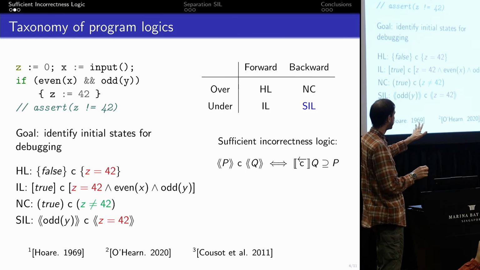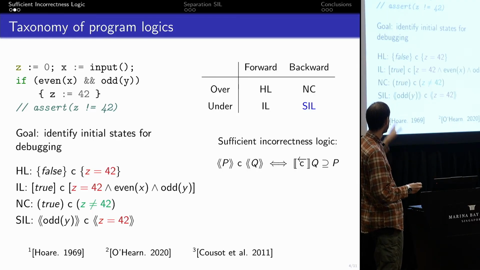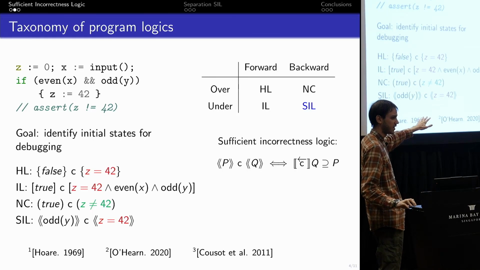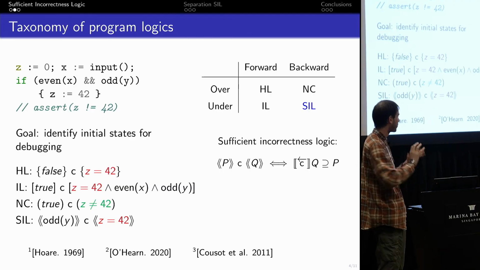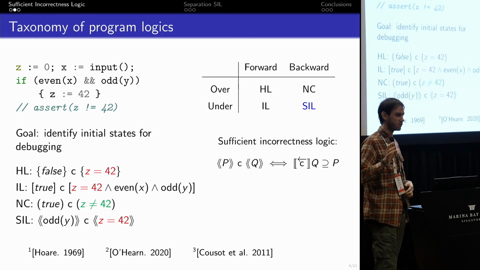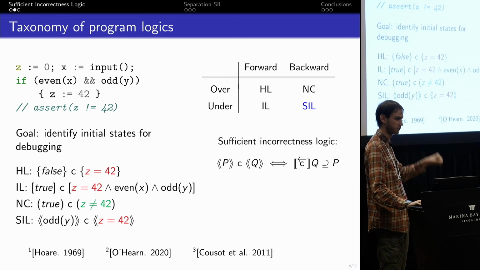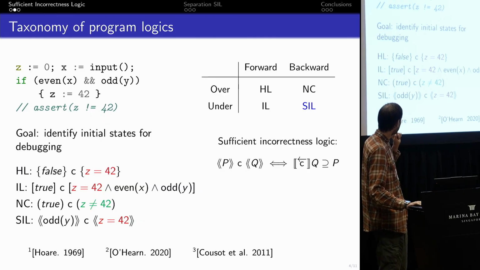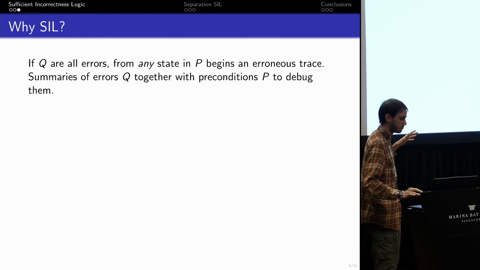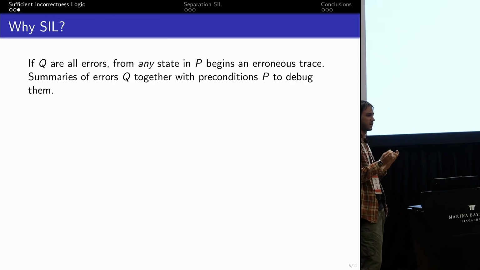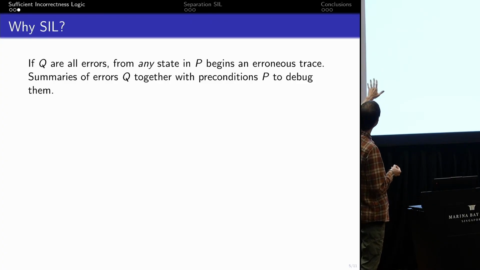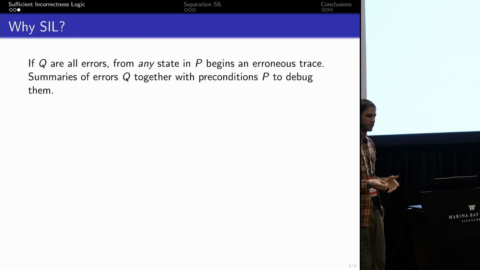Also, you see that I'm calling it backward under-approximation condition, but on the slide you see the SIL name. The point is that the backward under-approximation condition is not our contribution, but Sufficient Incorrectness Logic is. I will get back to this point in the next slide. So for now, let me just try to give you some more evidence of the fact that this condition is useful. Why are we interested in this condition?